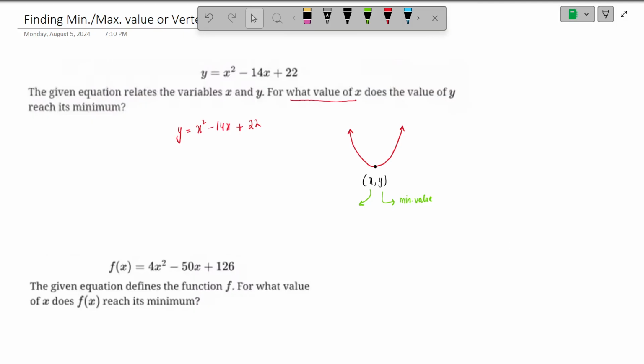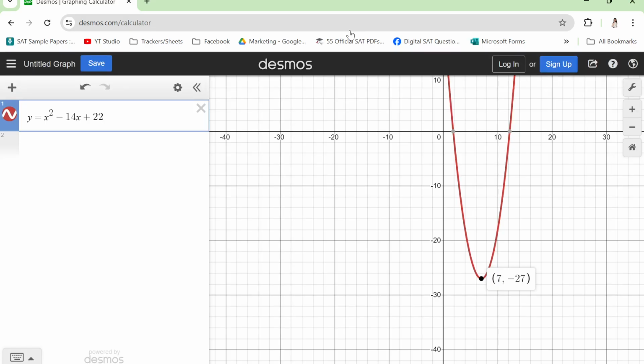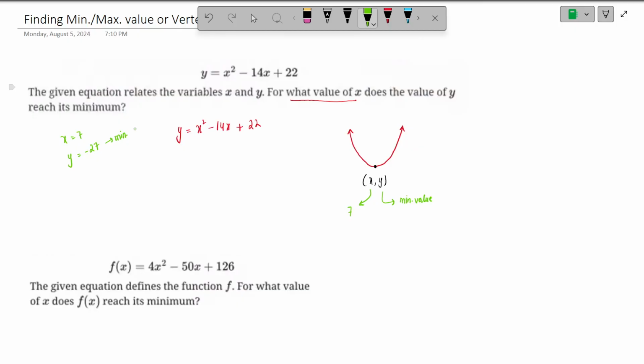So the answer to this question is 7. Okay, when x is equal to 7, then y will become negative 27, which will be the minimum value of this function. Okay, now you should also know how to do a question without using DESMOS.